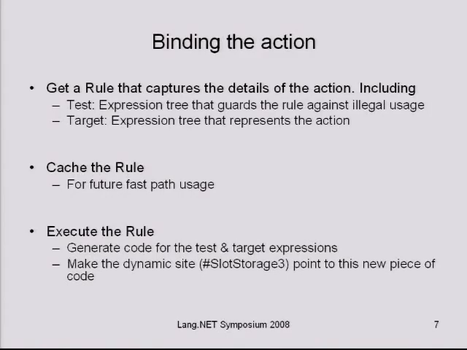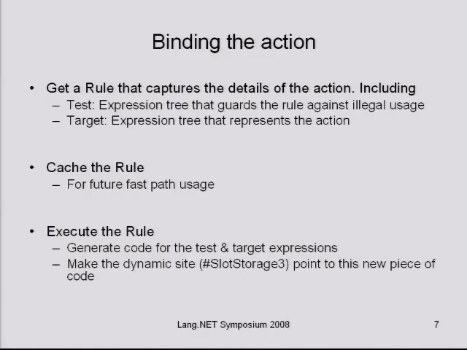So what happens when you first call an invoke on a dynamic site? The control goes to a DLR entity called an action binder. And the action binder is responsible for being able to generate code to execute the action. Now in our case, the action is get member.